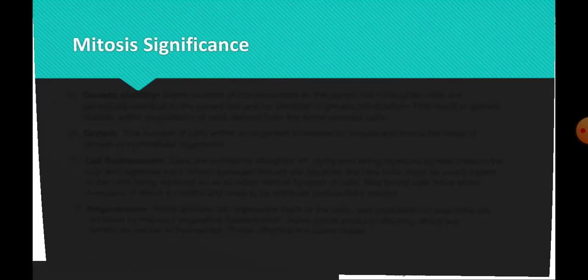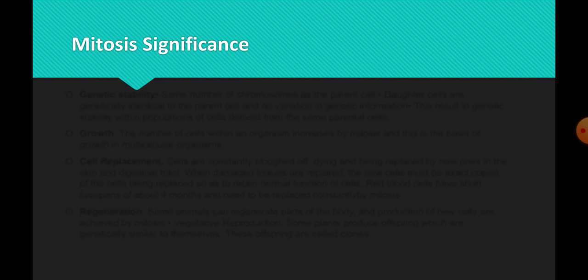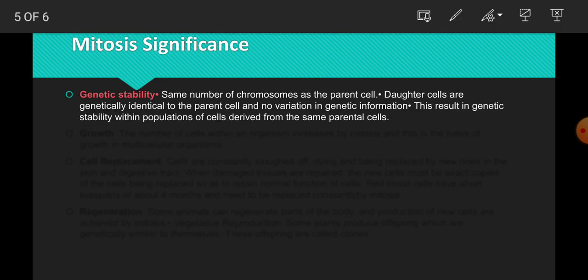Now we'll learn the significance, or importance, of mitosis. Mitosis is a very important process in our life, in eukaryotic life. First of all, genetic stability. As mitosis is an equational division, the same number of chromosomes remain in the daughter cell as in the parent cell. So daughter cells are genetically identical to the parent cell, with no variation in the genetic information. So genetic information is stable from generation to generation by mitosis cell division.